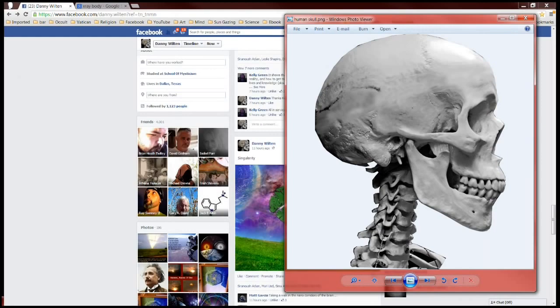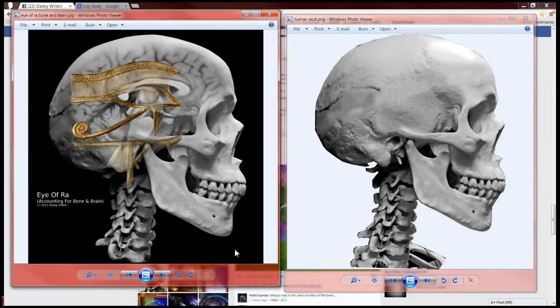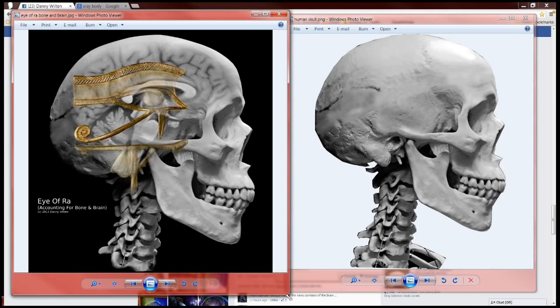And so what I did was I took the same skull and I put a brain in there. And the brain is lined up properly with the correct space in the front and the back. And let me show you what we can see right here.